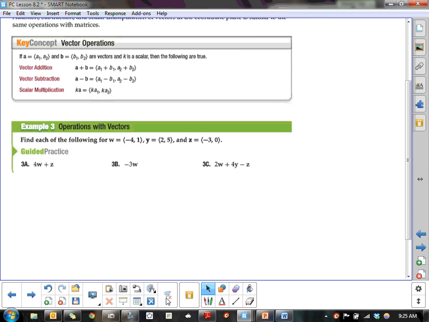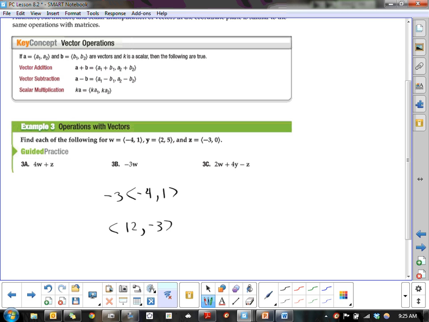3b, what does that negative 3 do? What are the 2 things that it does? Changes the direction and makes it 3 times longer. So it's really not a big deal. It's negative 3 times whatever the vector components for w are. So that means negative 3w is 12 comma negative 3. So now we have to go 12 to the right, down 3. That's our resultant vector there, or where we end up.